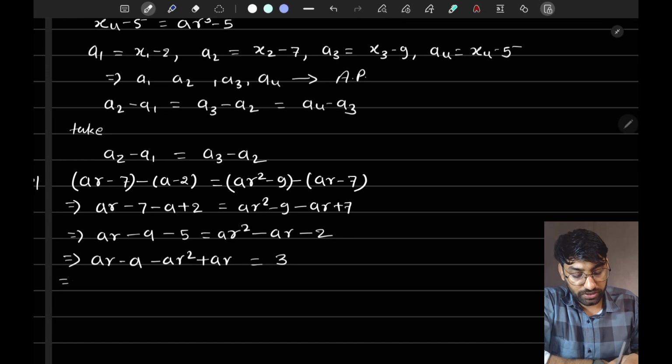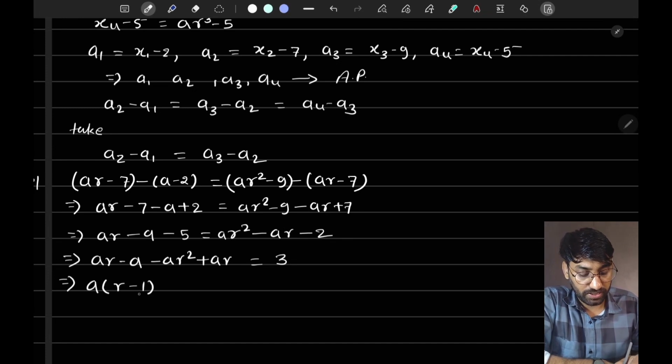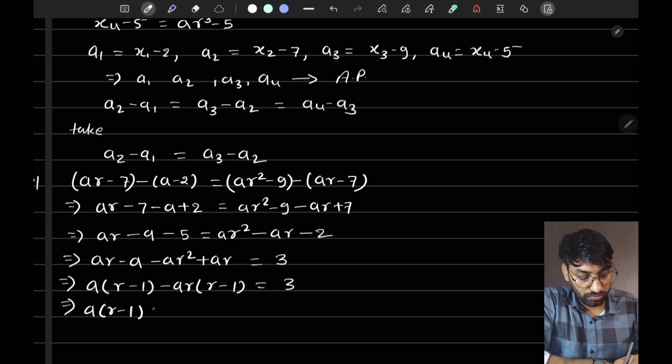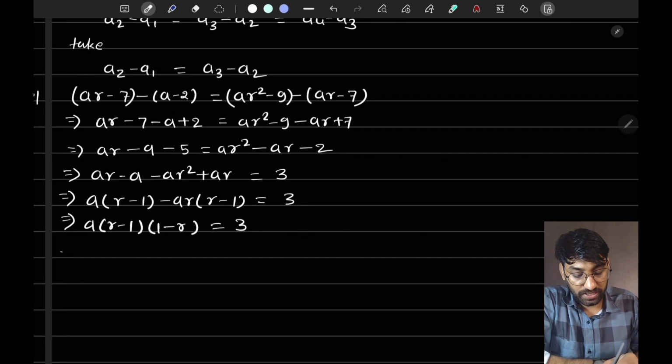Okay, from the first two terms, if I take A out, I will get A into R minus 1, and here minus AR out, so minus AR if I take out, it will become R minus 1 equal to 3. So this will become AR minus 1 we can take out, so AR minus 1 into 1 minus R equal to 3. It means it is nothing but A into R minus 1 the whole square equal to minus 3.